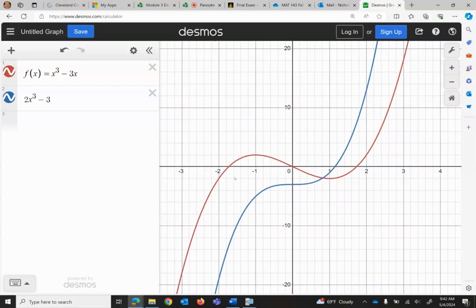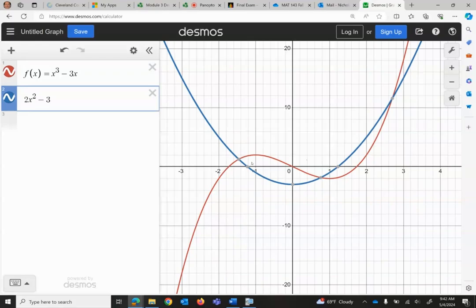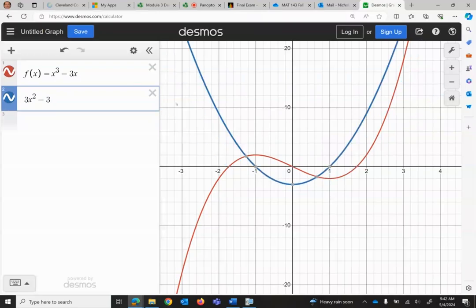Okay, so again, the idea: original function, and derivative 2x squared minus 3. All right, so key ideas that match up. 3x squared, oh my gosh. All right, so some key things should match up.